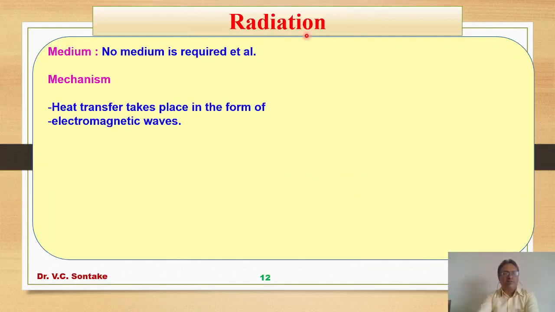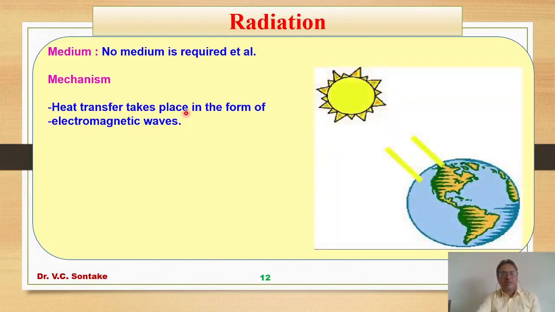Now the third mode of heat transfer is radiation. No medium is required at all for the radiation mode of heat transfer. And the physical mechanism by which heat transfer takes place by radiation is in the form of electromagnetic waves. And since electromagnetic waves can travel through a vacuum, heat transfer by radiation will be more effective if there is no medium at all between the two bodies.